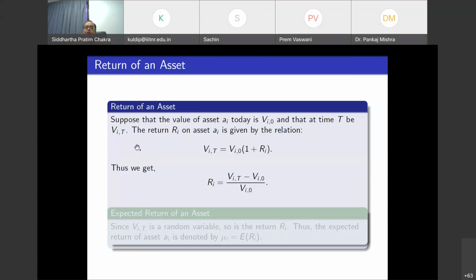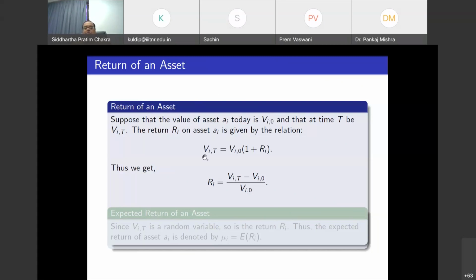When we talk of the return of the asset, we first identify the asset. So we take a generic asset, say A_i, and suppose that I'm looking at a time window of 0 to capital T. Suppose that I'm looking at a period starting today, which I identify as time 0, and ending at a future time t equal to capital T. So suppose that the value of the asset today is V subscript i comma 0. So V_i is the value of the ith asset, and comma 0 indicates that it is the value of the ith asset at time t equal to 0.